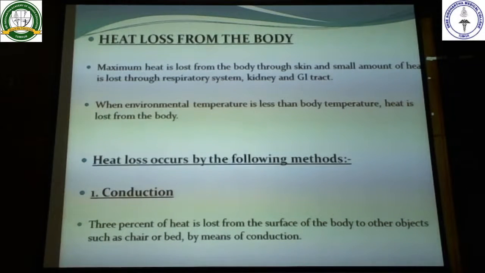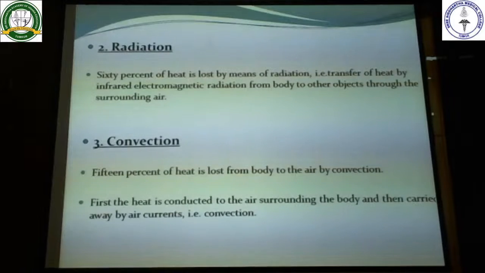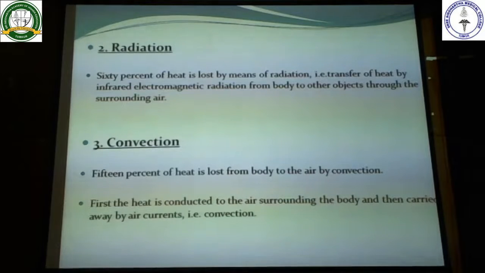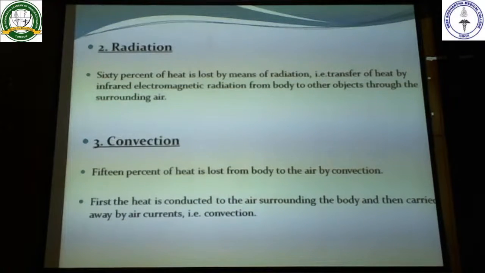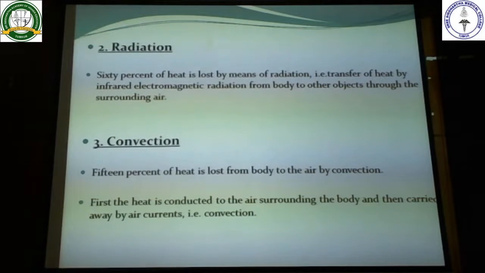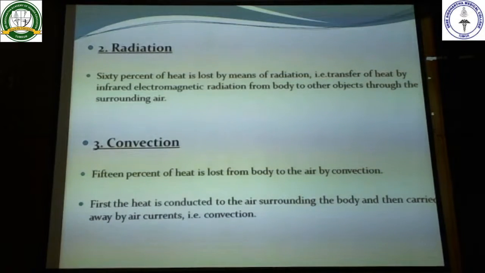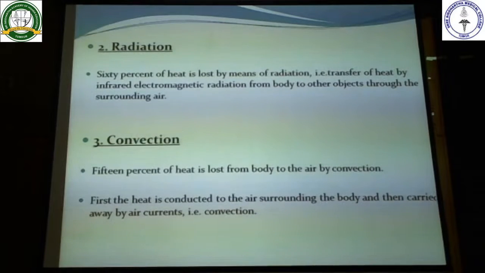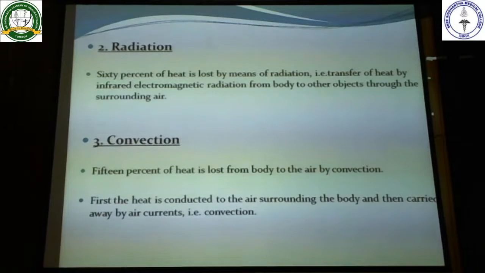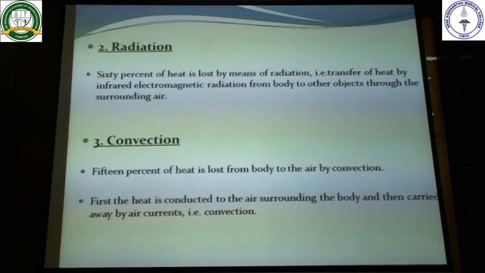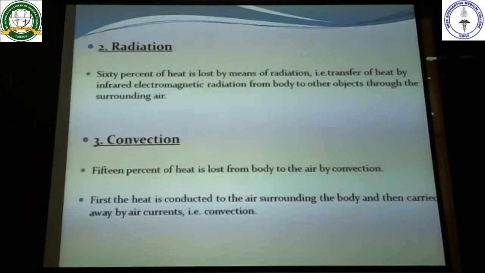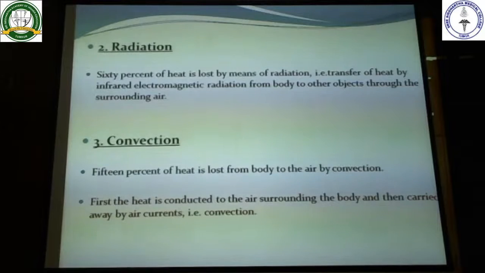So this is conduction. Next is radiation. 60% of the heat is lost by means of radiation. It is nothing but the transfer of heat by infrared electromagnetic radiations from the body to other objects through the surrounding air, right? Next is convection. Here it is about 15%. So 15% is lost from the body to the air by convection. First the heat is conducted to the air which is surrounding the body, and then it is carried away by the air currents. So this is called convection.